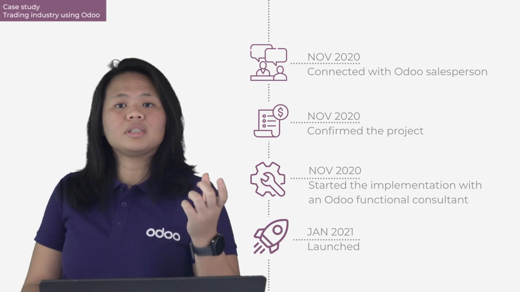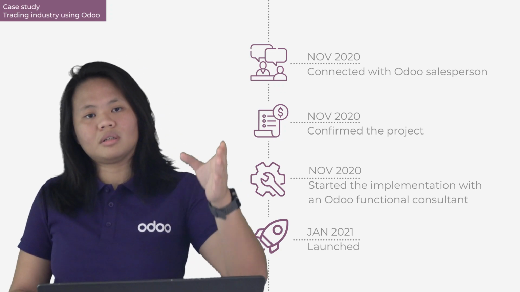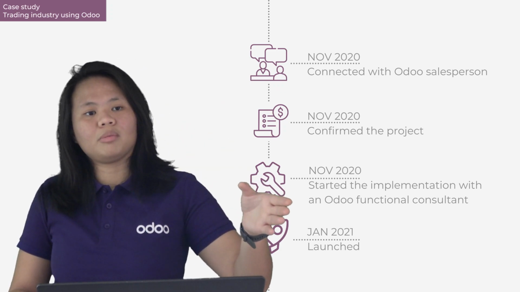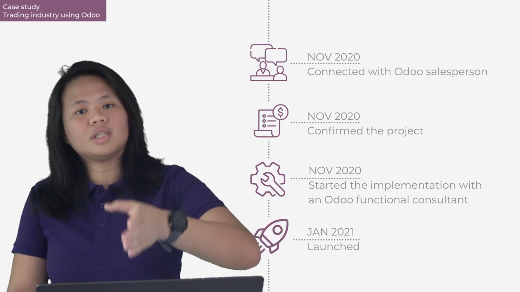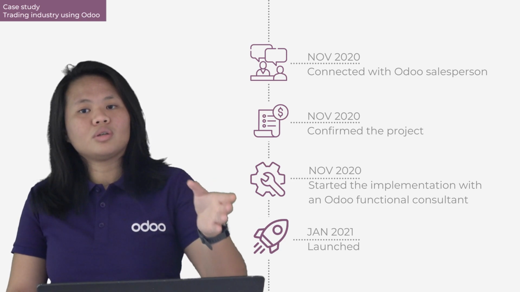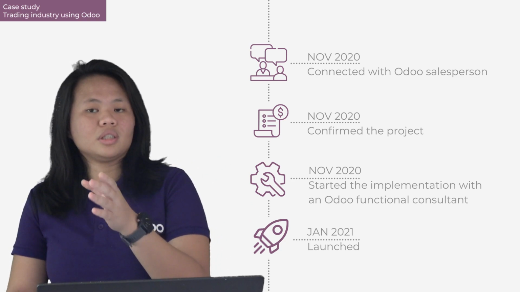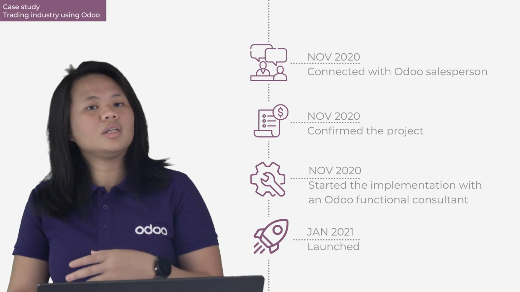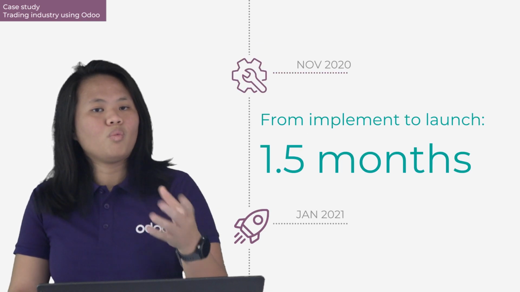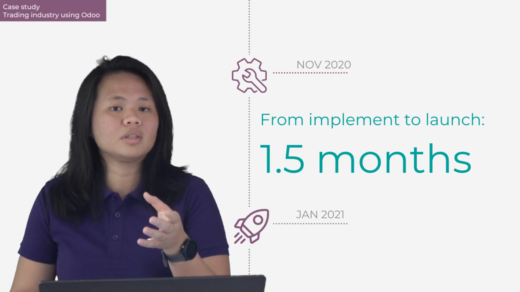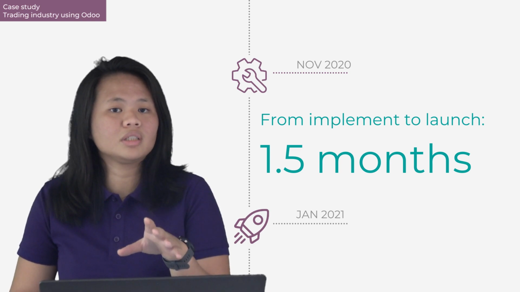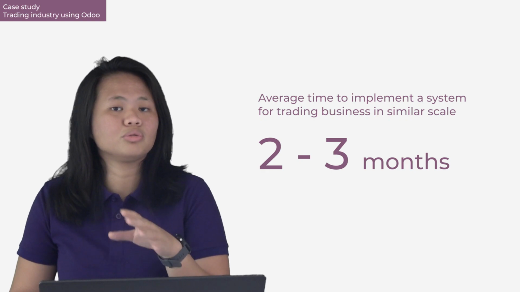And then the system implementation starts right after they confirm, and then they were connected to our functional consultant from November to January 2021. So they also launched in January 2021 as well. So roughly it took about 1.5 months. So this is actually a very fast implementation for the customer. Usually on average, it will take around 2 to 3 months.